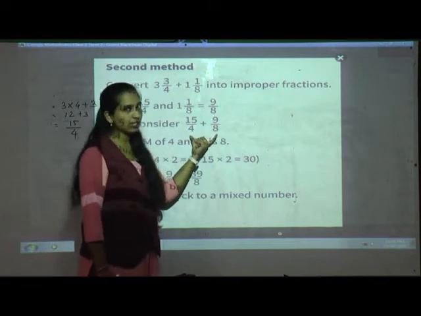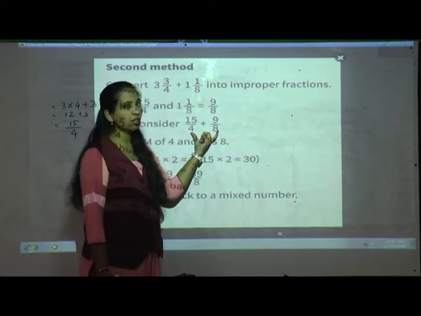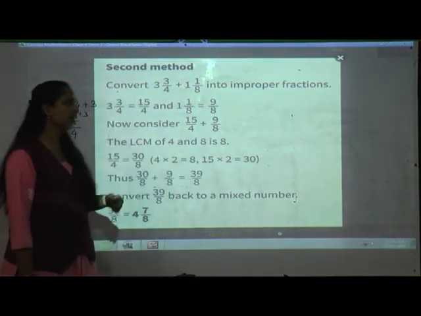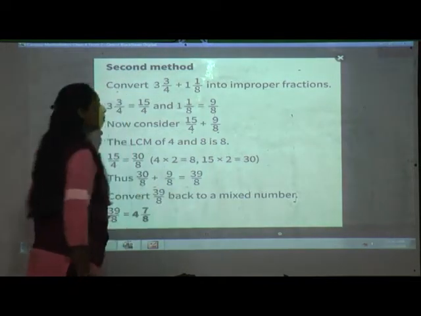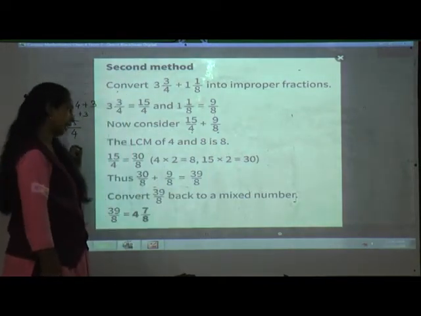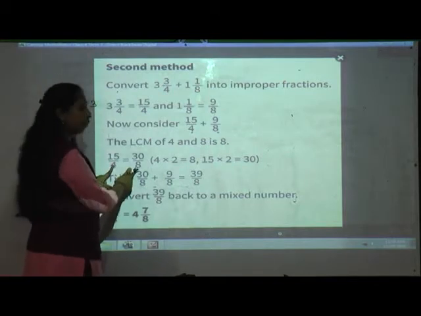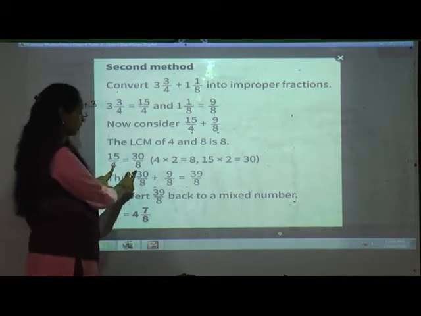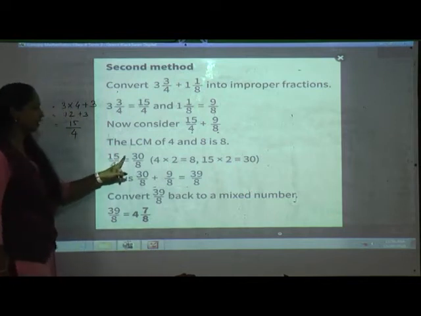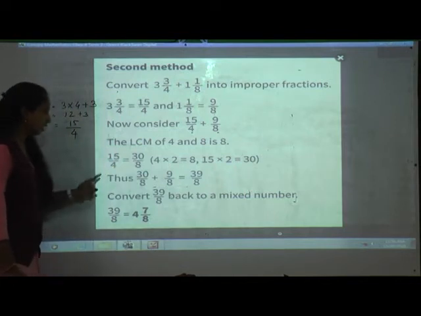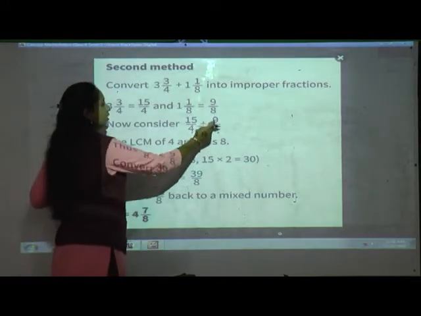Once you convert the mixed fractions into improper fractions, see the denominators are different, and we need to make them the same. For that we have to find the LCM of 4 and 8. What is the LCM of 4 and 8? It is 8 only. So for 15 upon 4, what do we want in the place of the denominator? 8. For that 4 2s are 8, so 15 multiplied by 2 is 30. Now we get 30 upon 8, and the next is 9 upon 8.